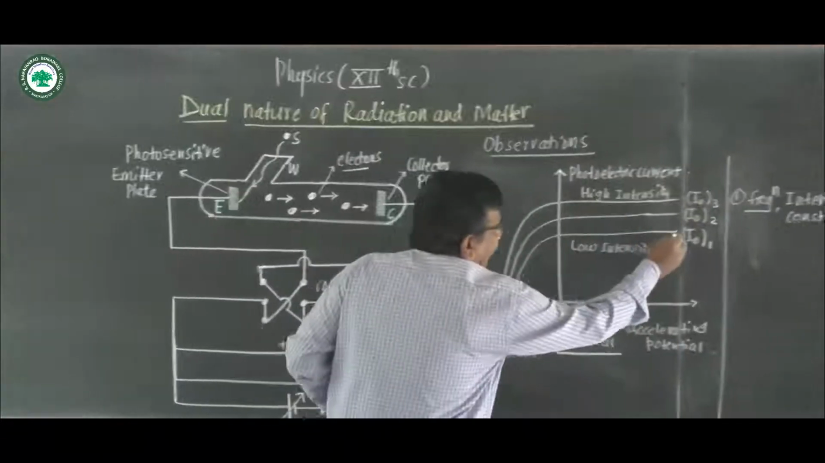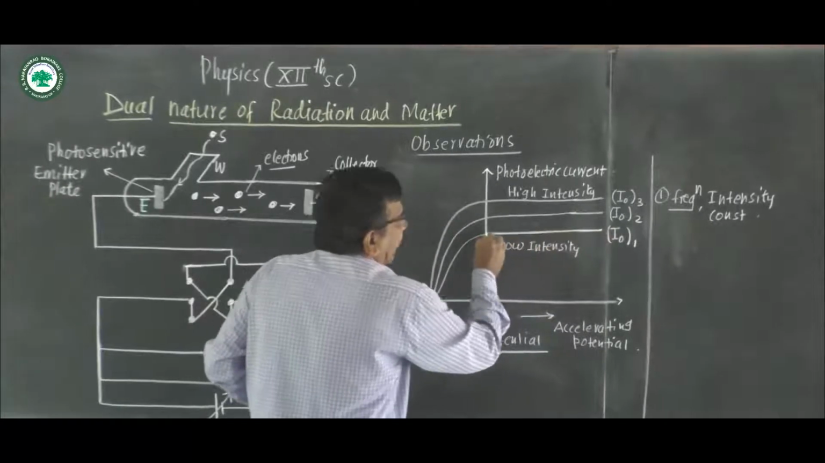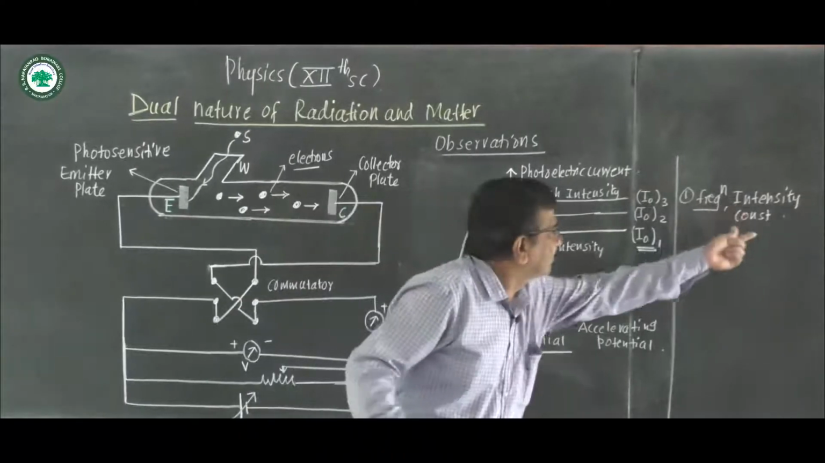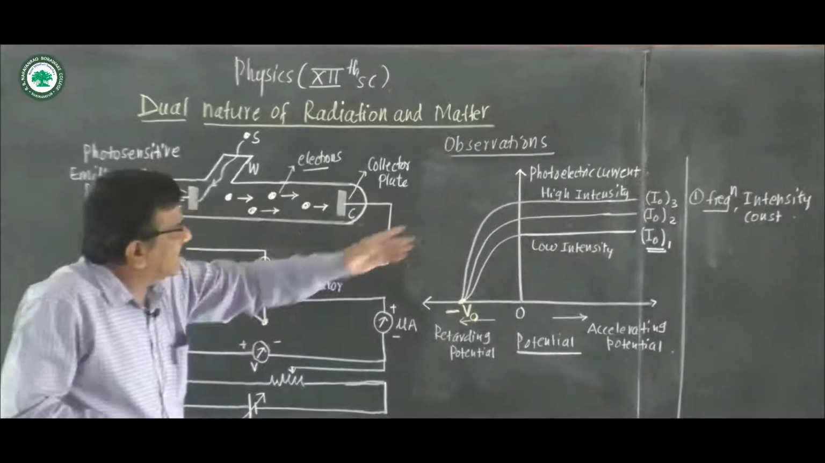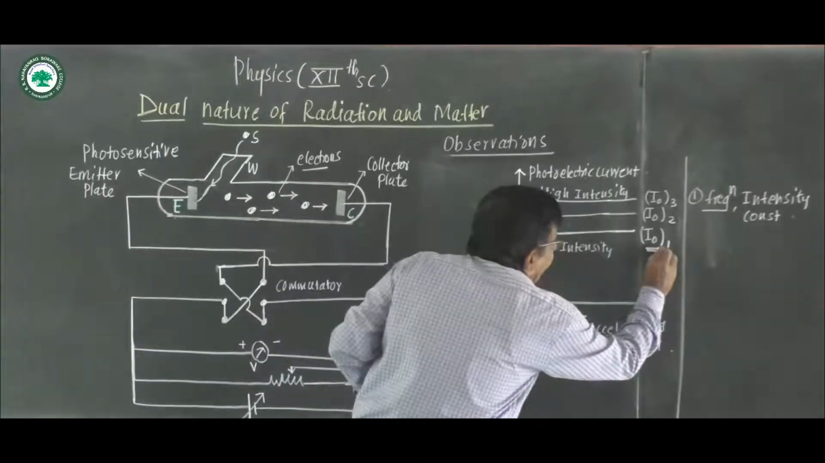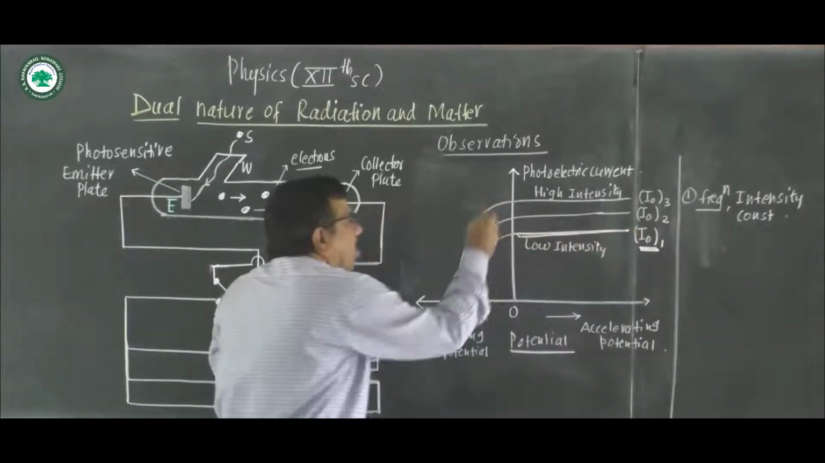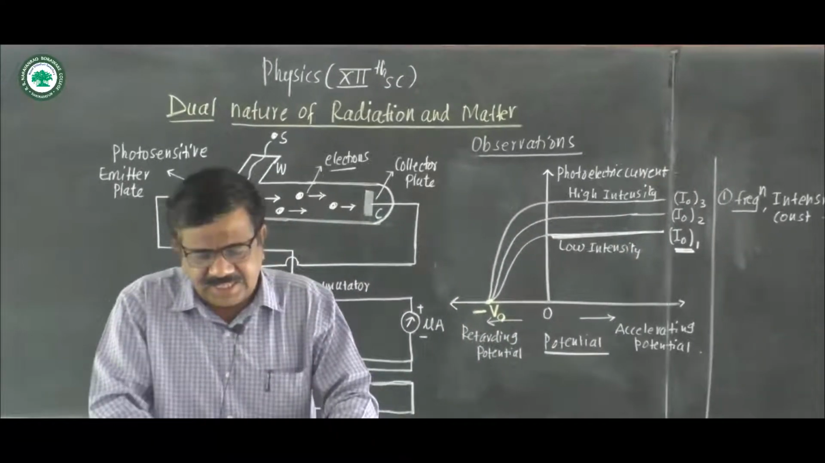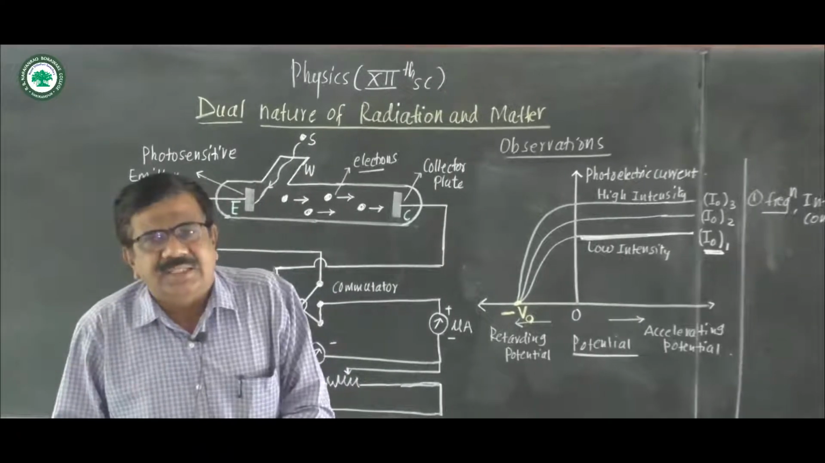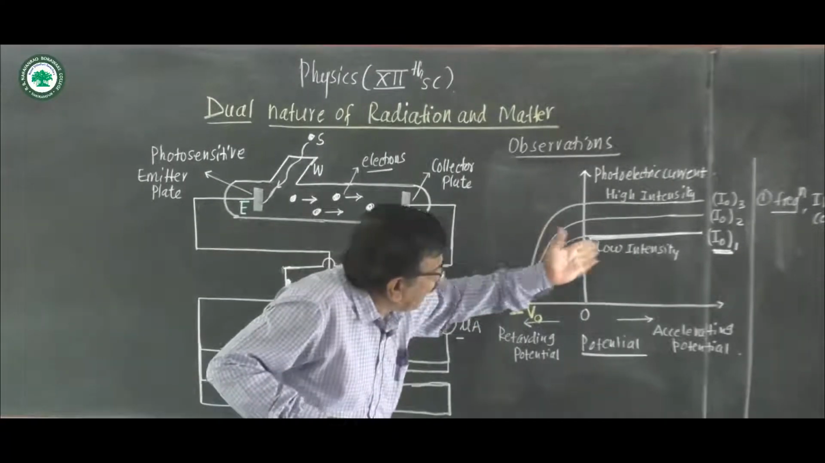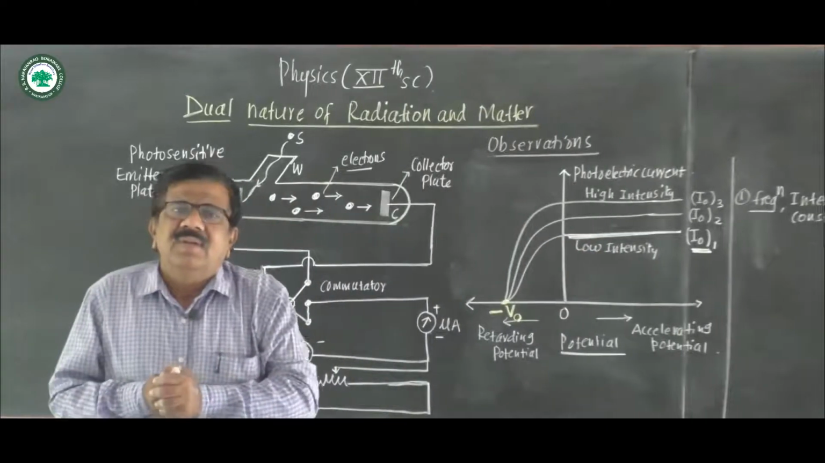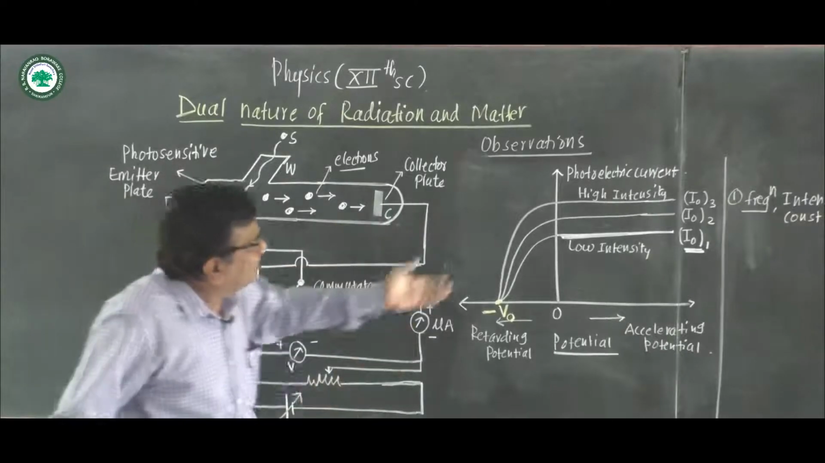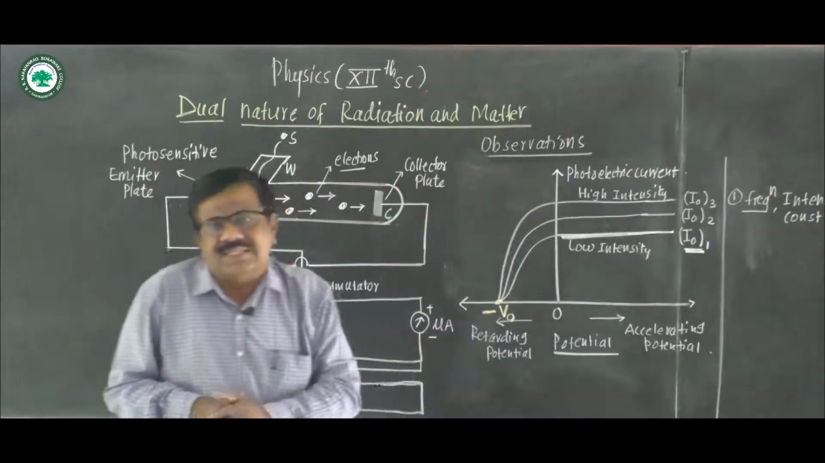See this graph. It reaches a constant value for this intensity. Intensity is constant. Photoelectric current reaches a maximum value, and this maximum value of photoelectric current is called the saturation current. Once this maximum value is reached, even if positive potential is increased, the photoelectric current does not increase.